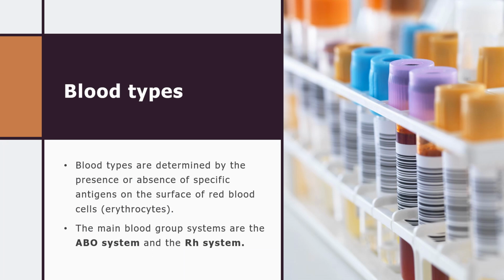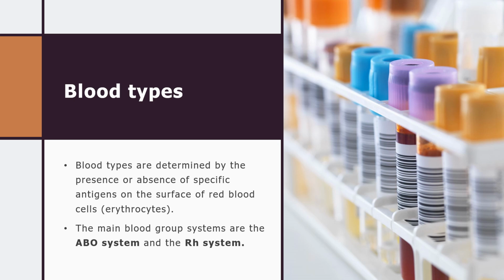Next, we're going to dive into blood types. Blood types are determined by the presence or absence of specific antigens on the surface of red blood cells. The main blood group systems are the ABO system and the Rh system. The ABO blood group system classifies blood into 4 main types based on the presence or absence of 2 antigens, A and B.